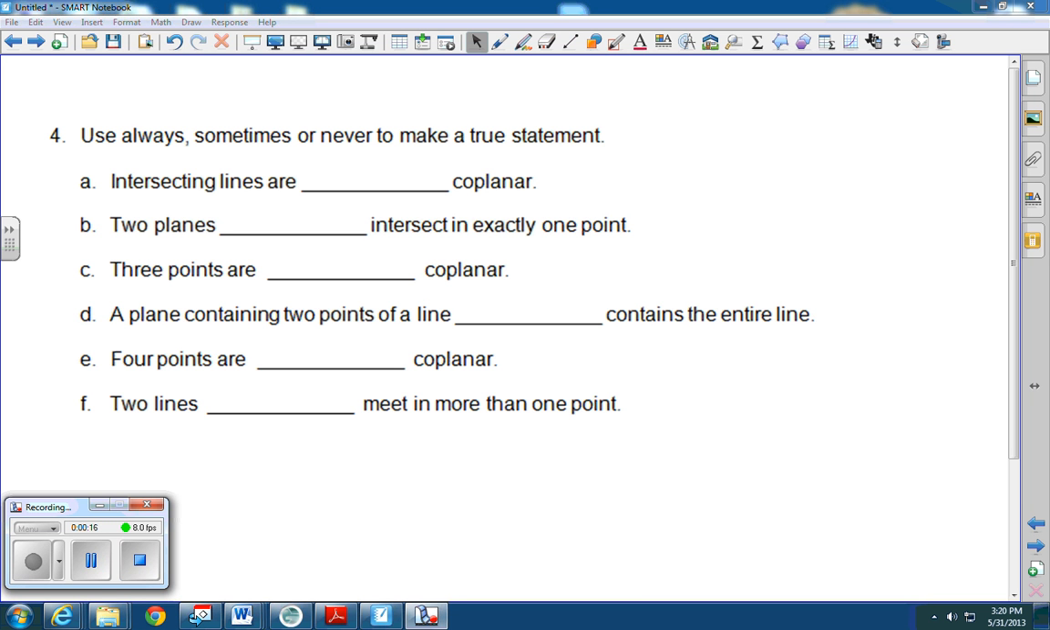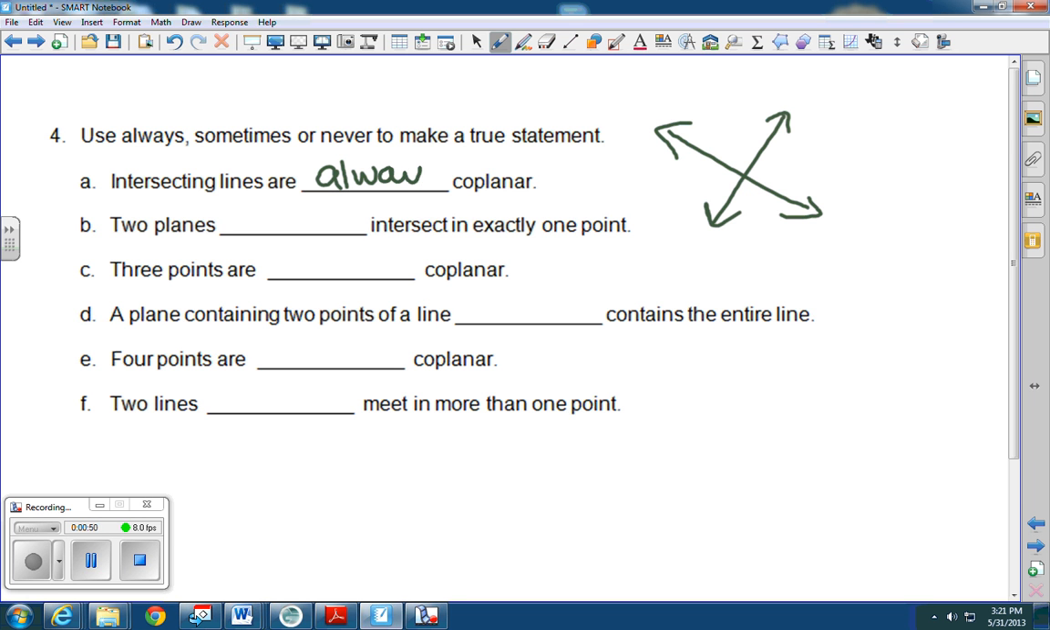Letter A says, intersecting lines are blank coplanar. Well, if two lines meet up, if they intersect, then the question is, because when you see the word coplanar, the question is, could I put a plane through them? And if those two lines are touching, if they're intersecting, there has to be a plane out there that contains both of those lines. So this one is definitely an always. Because they touch, because they meet up, because they intersect, there has to be a plane that I can draw through both of those lines at the same time.